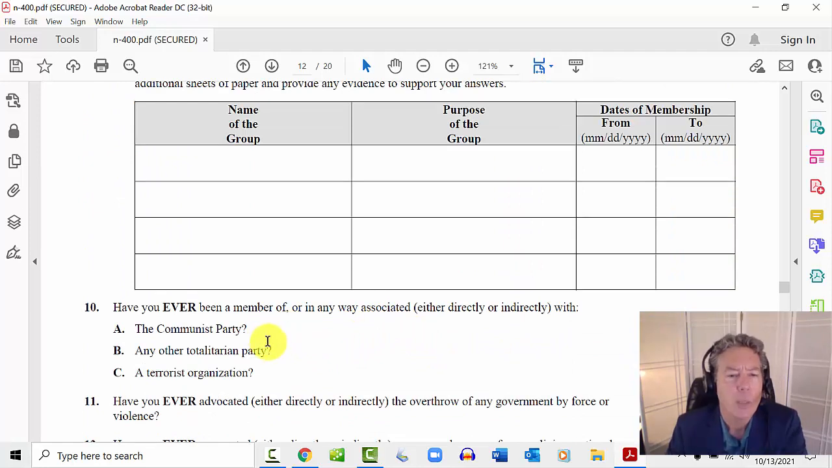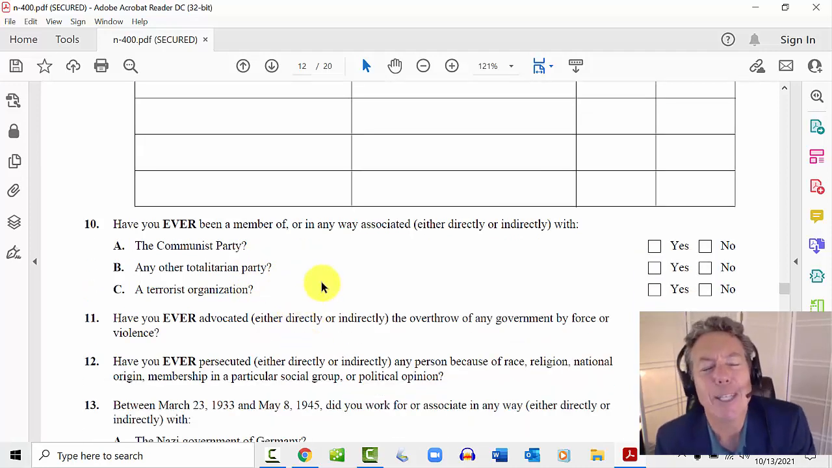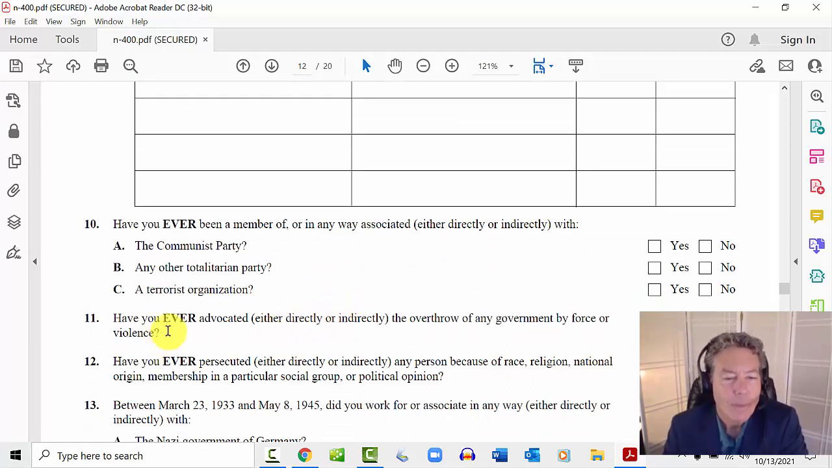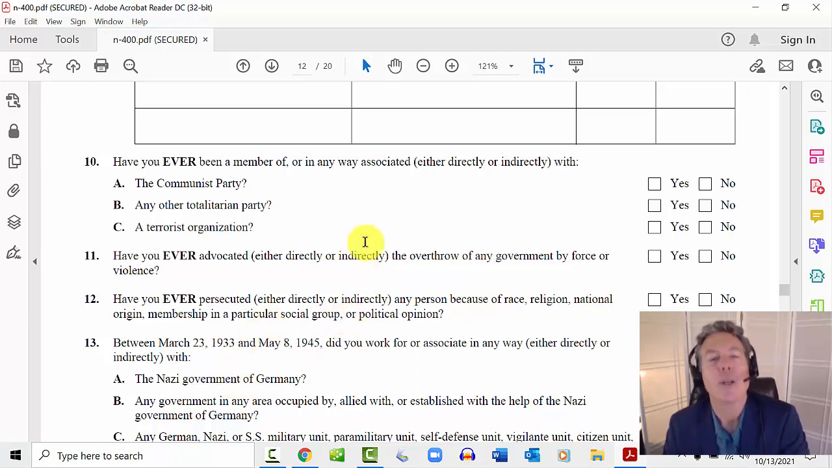Ever been a member of the Communist Party, Totalitarian Party, terrorist organization, Republican Party? Oh, no, they don't have that in here. So that's an immigration lawyer joke. We're all really mostly progressive. Have you ever advocated either directly or indirectly the overthrow of any government by force or violence? Donald Trump? Hey, did you do that? Well, you can't even be a citizen, Trump, so we're going to have to deport you. Choose your shithole country of choice. Have you ever persecuted? Oh, he wants to go to Norway.